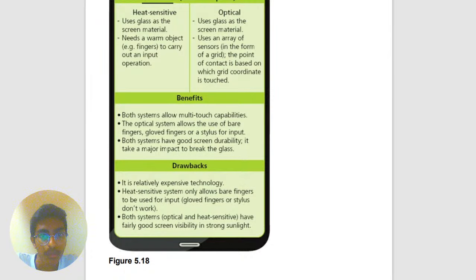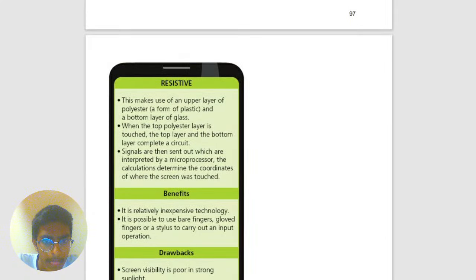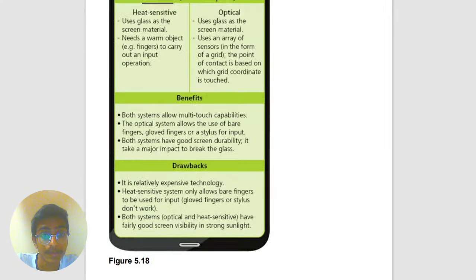The benefits of this is that both systems allow multi-touch capabilities. Basically, I can click two things at the same time and it will detect. Also, the optical system will allow the use of bare fingers, gloved fingers, or a stylus. So you can use a stylus. You can also use gloves, and they have good screen durability. So you can see durability is in all three, I think, except the last one.